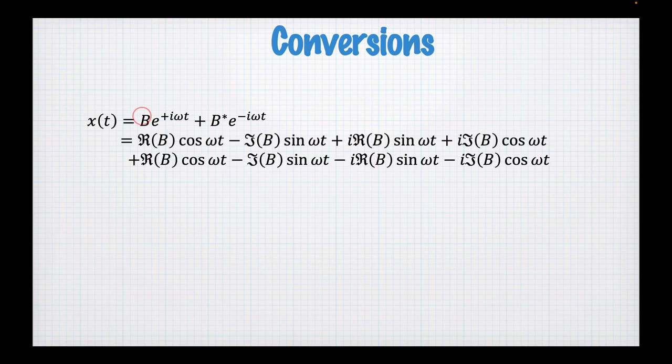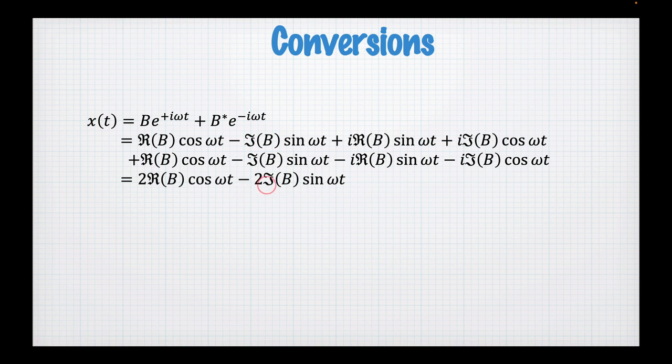So let's do that, and we see that we have, so the curly R here represents the real part, curly I is the imaginary part, and we see that these two imaginary terms cancel, and these two imaginary terms cancel, leaving us only with real valued functions. Collecting the terms, we see that we have a cosine function with an amplitude of twice the real part of b, and a sine function with an amplitude of -2 times the imaginary part of b.